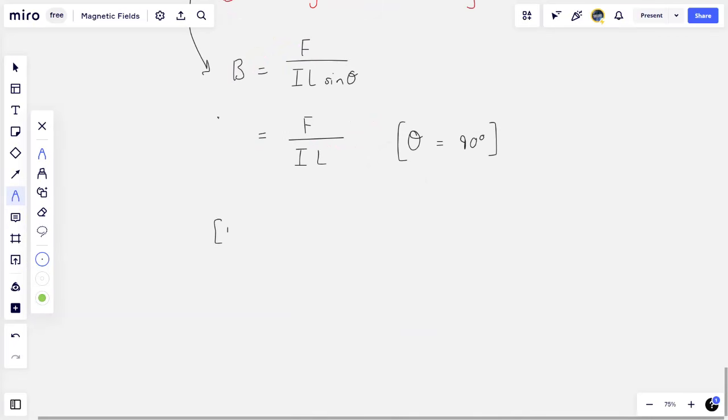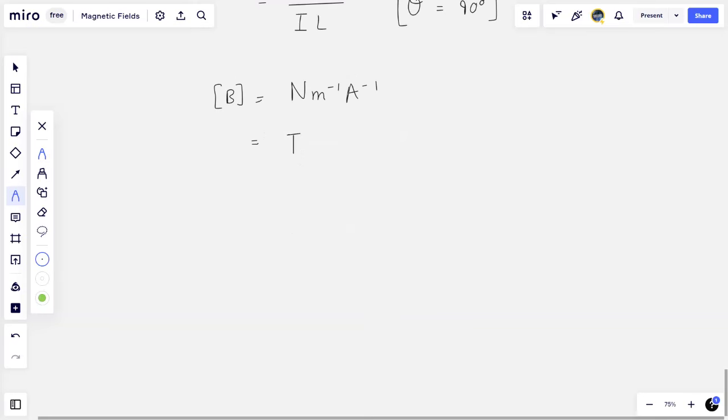And so from here we can see that the unit of flux density is Newton per meter per ampere. Okay, but we give this another unit to make sure that our laziness is intact, and we call this unit the Tesla. Uppercase T for Tesla, named after Nikola Tesla. And so the unit of measurement for magnetic flux density is the Tesla.